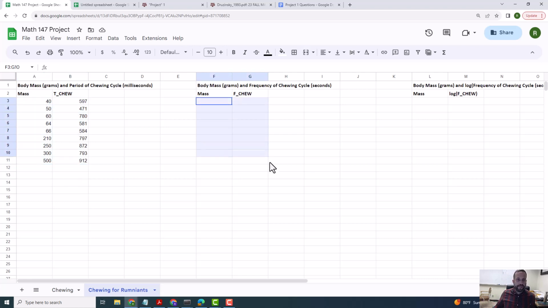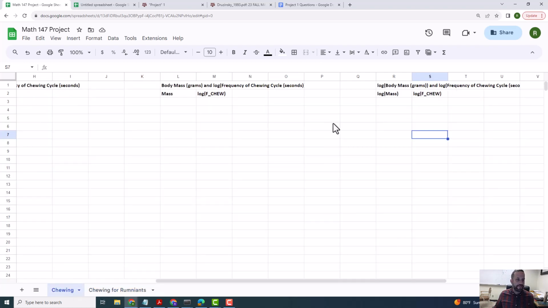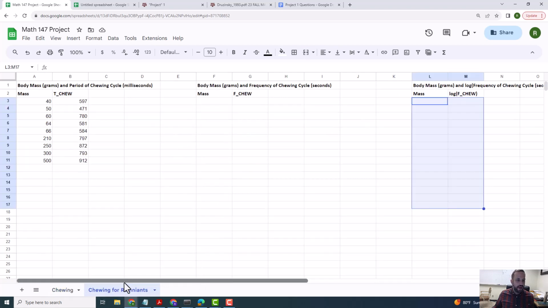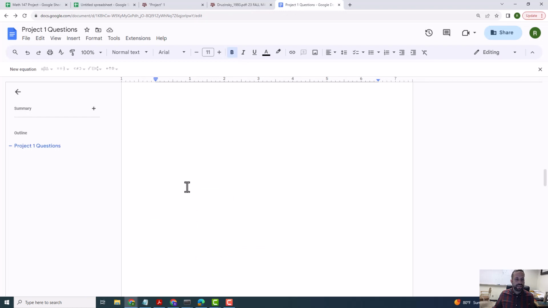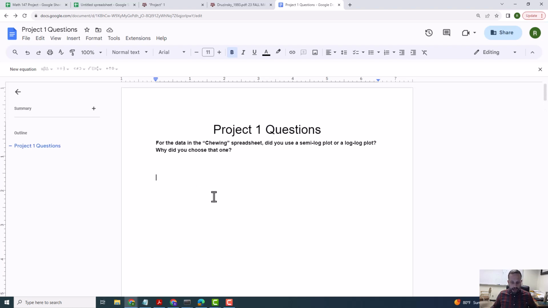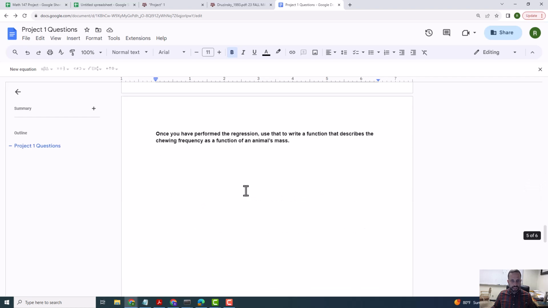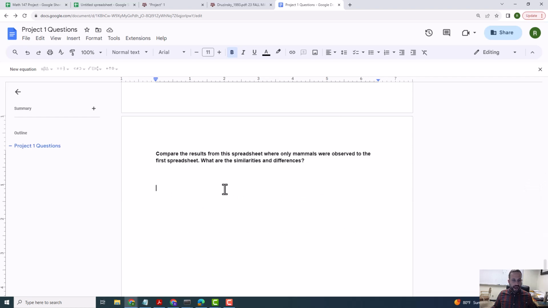And then you're going to do the same analysis here, there, and there. So all in all, you're going to have 6 different graphs. You're going to have 3 scatter plots from here, 3 scatter plots from there. Then you're going to come over to this. You're going to tell me why you choose the semi-log plot over the double log plot, or the double log plot over the semi-log plot, by answering questions here. And then you answer the rest of the questions. So there's, I think, 6 questions total. When you answer the questions, answer them in this document.